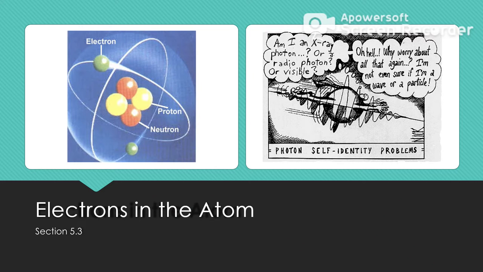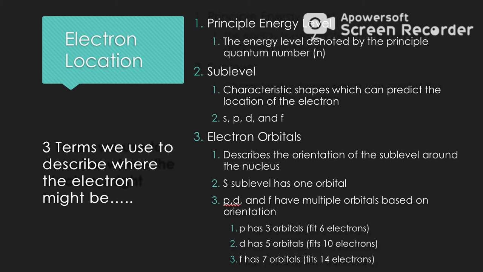This is the beginning of Unit 2, Electrons and Light, and going through electron configurations. First, we'll start in the electrons in the atom with just the beginning introduction notes. We have the different locations of the electron. There's the principal energy level, which is just the energy level denoted by the principal quantum number of n.